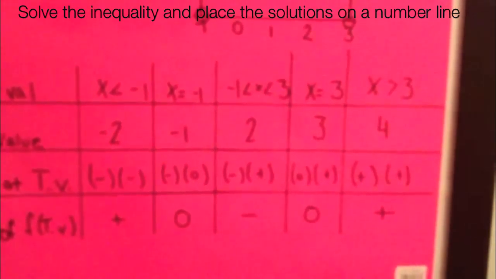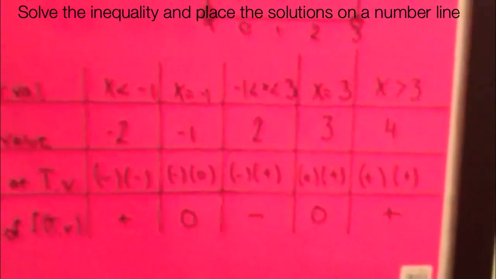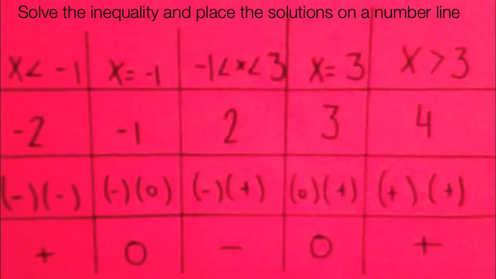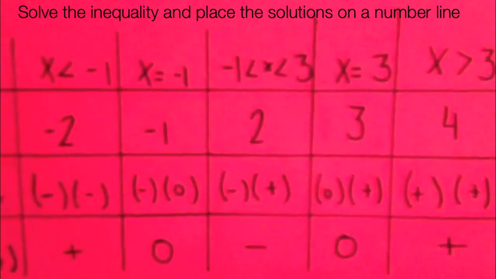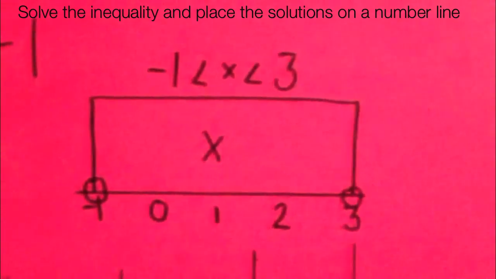Place the test values into the factored version of the function to find the values of x that are negative in order to make the inequality true. The interval of -1 is less than x, which is less than 3, makes the original inequality true because it is less than 0. Place the solution on a number line.